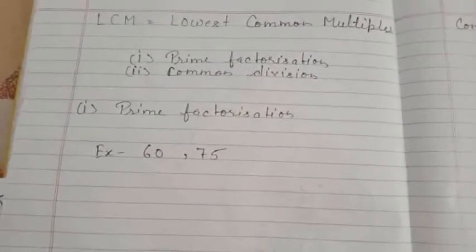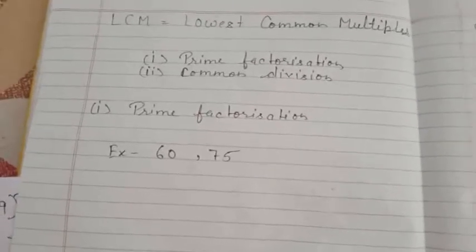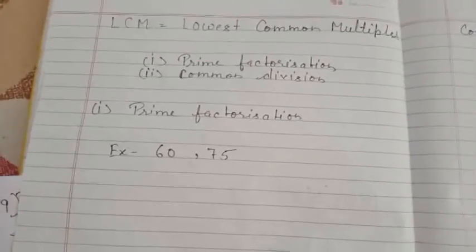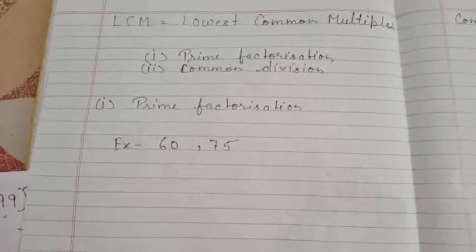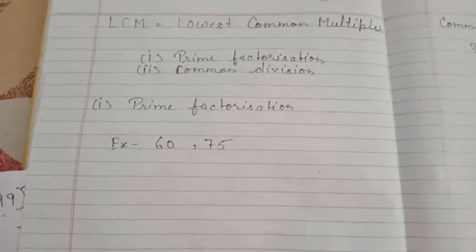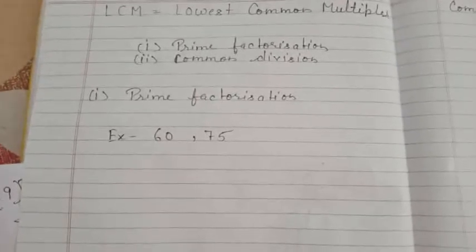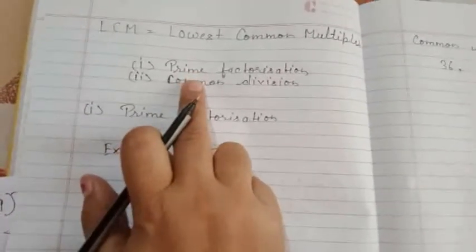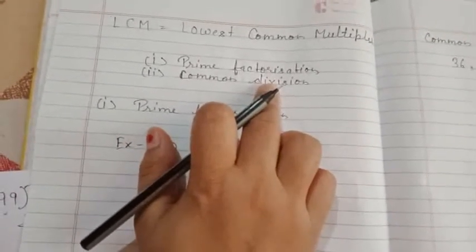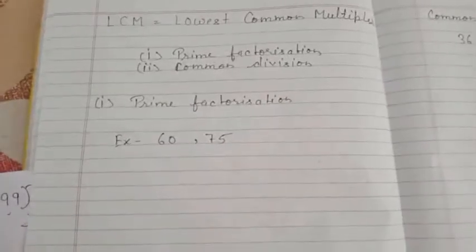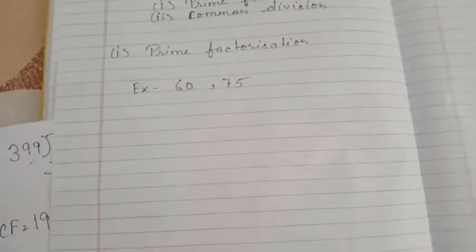LCM, in the same way, is the lowest common multiple. It means the LCM of two or more numbers is the number for which it will be a multiple of each of the given numbers. There are two methods: one is prime factorization, the second is common division. But with the division method we can only find the HCF of numbers; the LCM we cannot find by the division method.